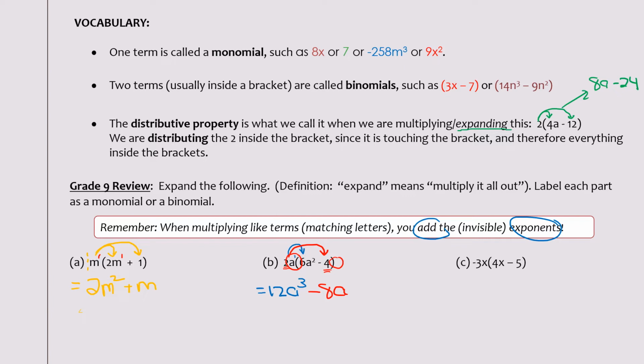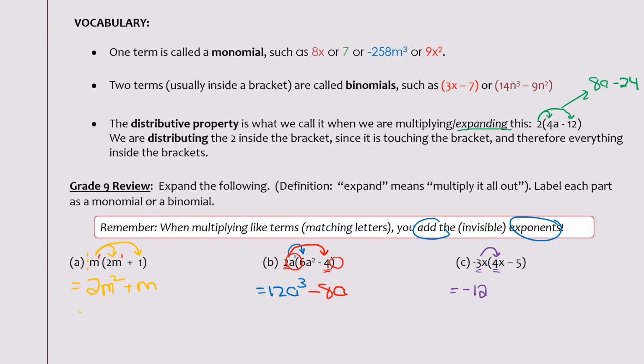Part C. Negative 3x is in front of the bracket. It's one term. This is a monomial right here. And when we're done, we're going to label all these terms. So this monomial has to get multiplied into this binomial, both parts. First, negative 3x times 4x. So numbers times numbers. That means I want to take the negative 3 and multiply it by the 4. Negative 3 times 4 is negative 12.